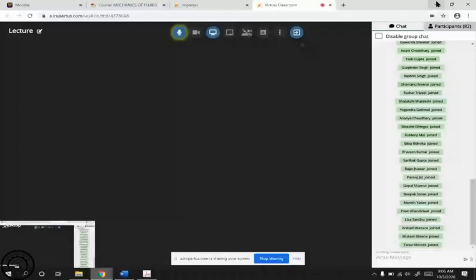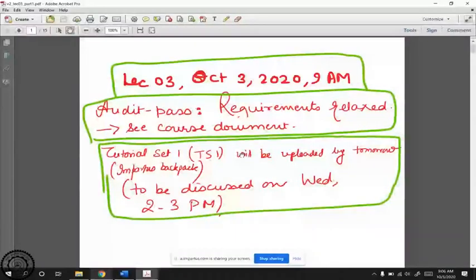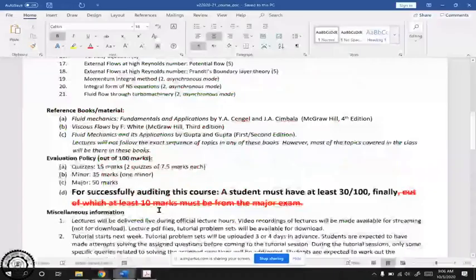Audit pass requirements have been relaxed. So you refer to the course document. This is what I will upload today. You may recall that in the last class I said that a student must have at least 30 out of 100, and out of which 10 marks must be from the major exam. That's what I announced in the last class.